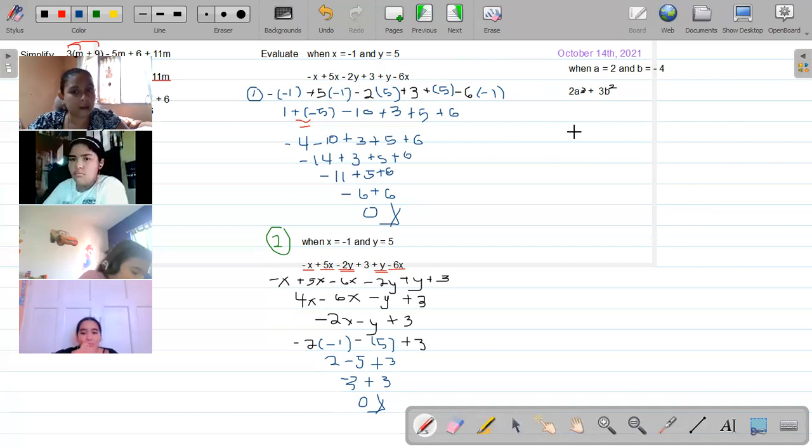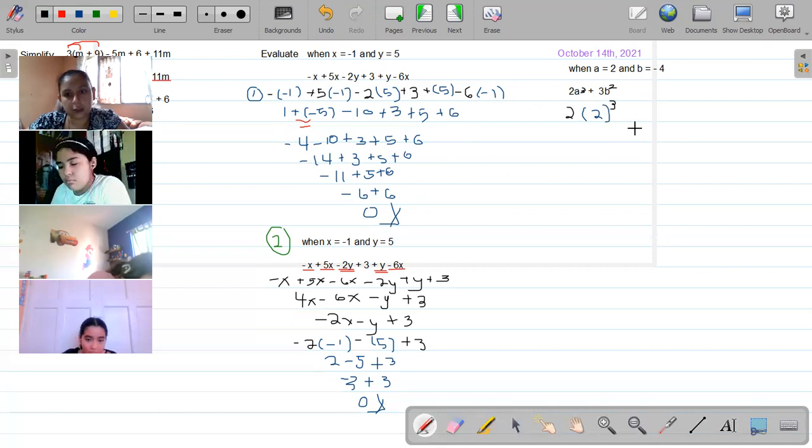So I'm going to evaluate already because none of those are like terms, so I can do nothing. So I'm going to say 2, and instead of A, I'm using 2 as well, because that's the value that's given to me. And I'm going to place that to the cube. Plus 3, instead of B, I'm using -4, and that one is going to be to the square.